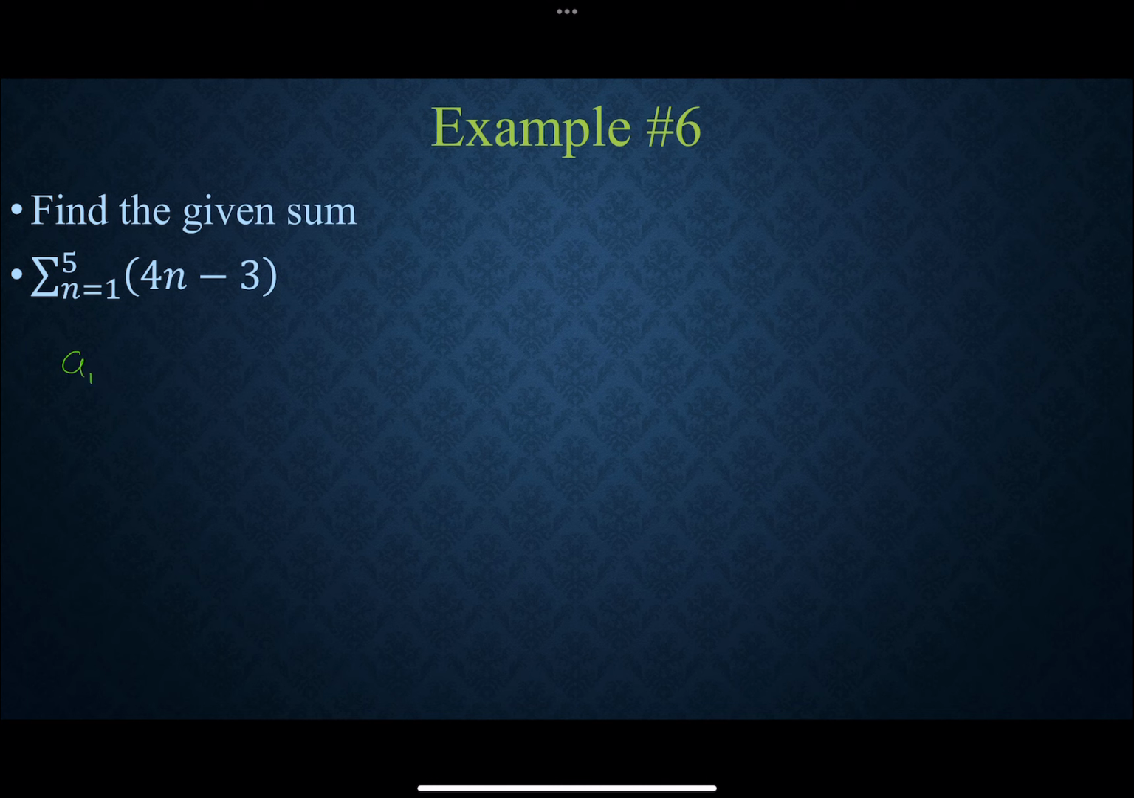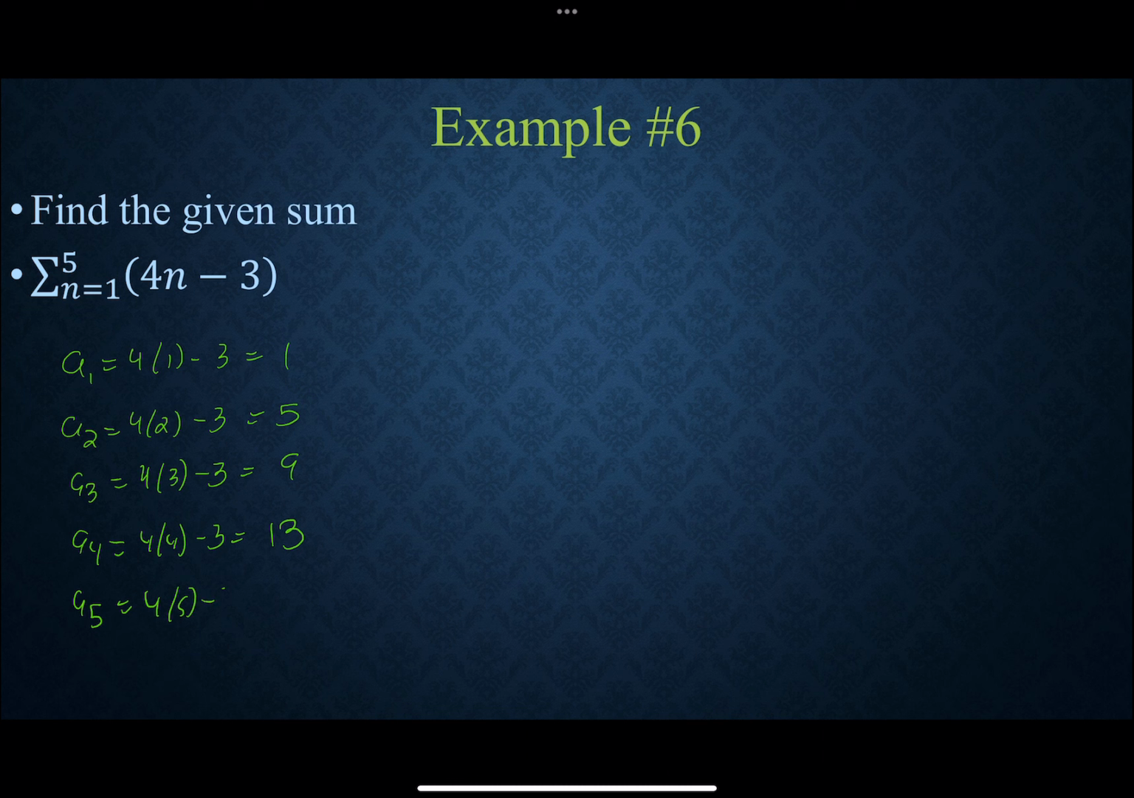So we'll find our first term, a1: 4 times 1 minus 3, which is 1. a2: 4 times 2 minus 3, which is 5. a3: 4 times 3 minus 3, 9. a4: 4 times 4 minus 3, which is 13. And then a5: 4 times 5 minus 3, which is 17. So if we add all those up, we're going to get a value of 45. So that'd be the sum of that.